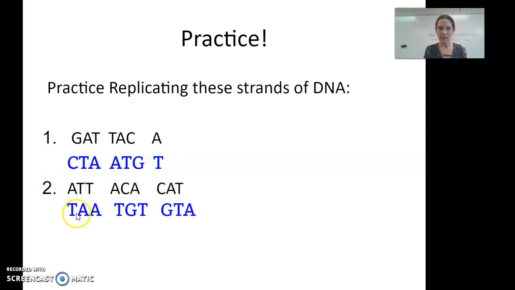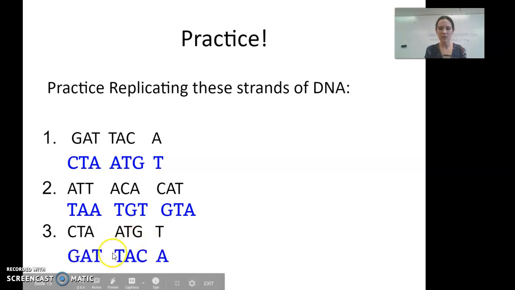Next one, A T T becomes T A A on the other side of DNA. A C A, T G T. Let's do one more. This one, C T A, becomes G A T, A T G, T A C, and then A. So by doing this, I've shown you in black what the original strand of DNA was, and then in blue, the new strand of DNA that we created through the process of replication, using those complementary base pairs, A with T and C with G.